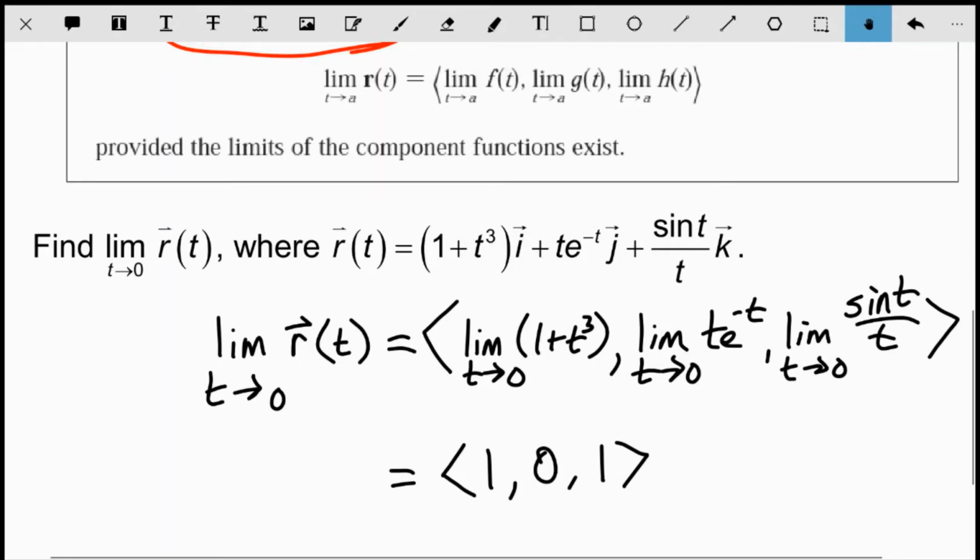I showed very, very simple limits here. When you are working through your assignment, you might have some functions that are a little bit more difficult to take limits of, but what I'm trying to do is focus on the overall picture and not get so bogged down in some of those operations that you should be remembering from AB and BC calculus.